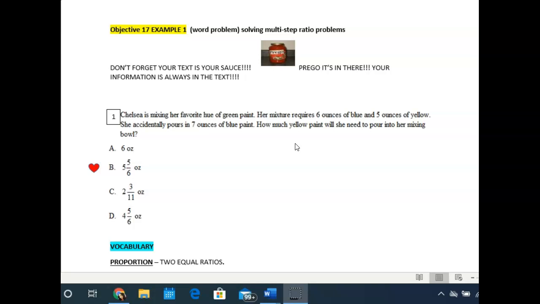Our first example for Objective 17, we're going to talk about how to recognize how to set up the proportion and utilizing the values given in the text to set up and solve the proportion. So let's talk about Chelsea. Chelsea is mixing her favorite hue of green paint. Her mixture requires 6 ounces of blue and 5 ounces of yellow paint, but she accidentally pours in 7 ounces of blue paint. How much yellow paint will she need to pour into the bowl that she's mixing?